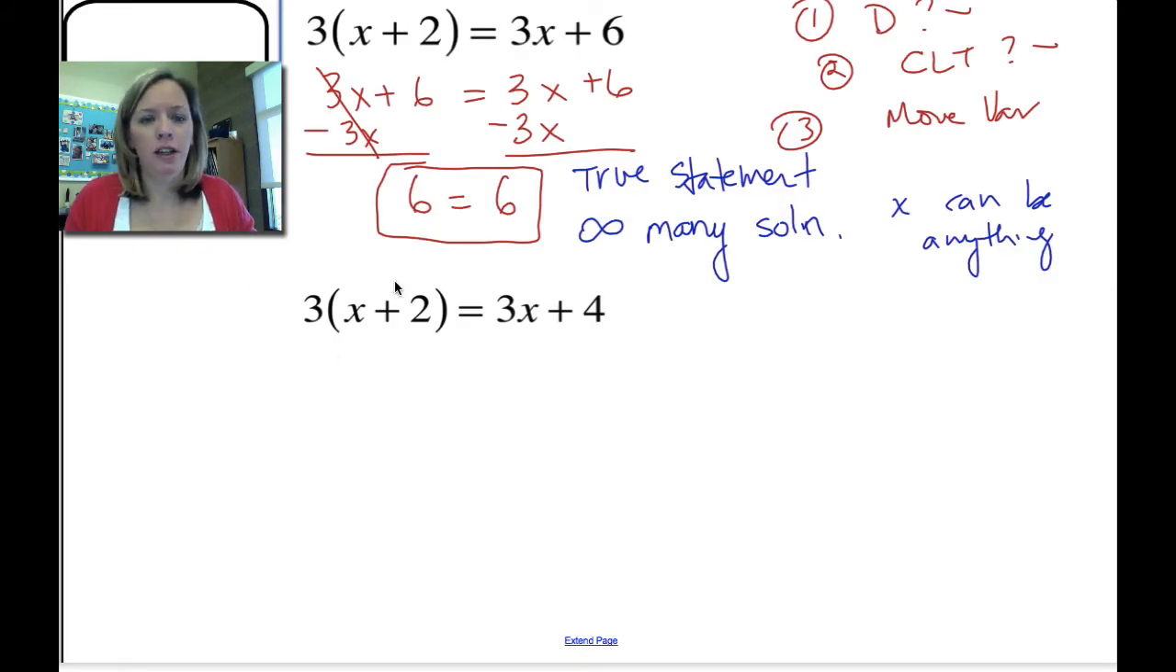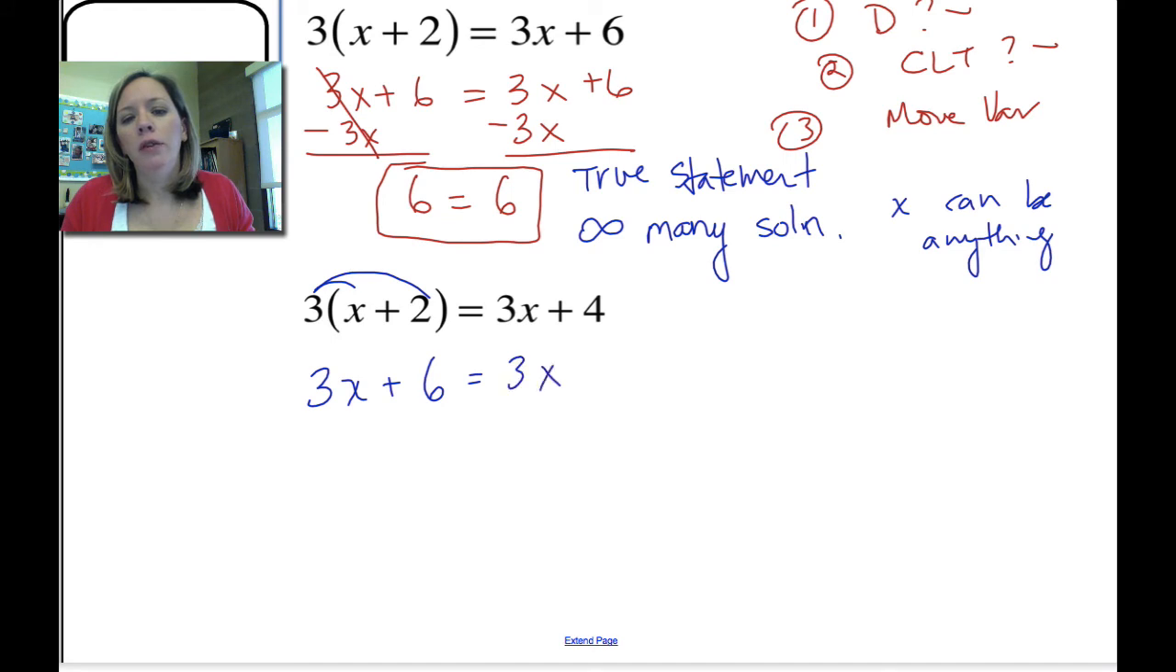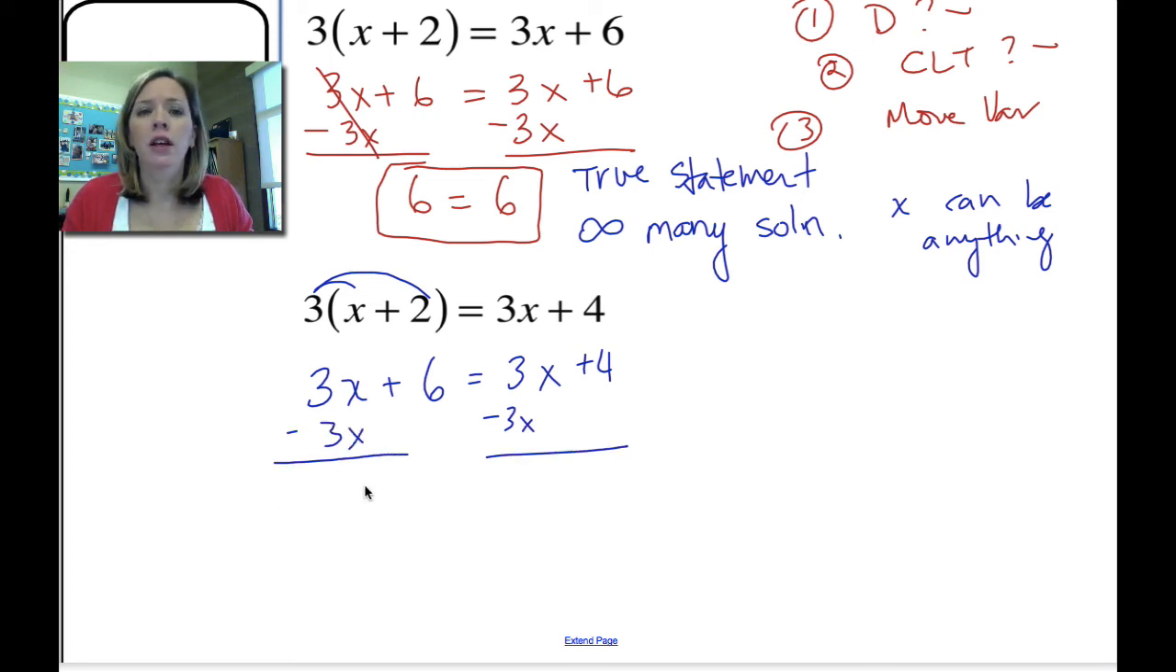Here's the same example on the left. We would start by distributing. So multiply that 3 through. So we have 3 times x, 3 times 2 is 6. And then on the right we have 3x plus 4. So now when I move my variable term, I start the same way we did before, subtract 3x from both sides. 3x minus 3x is 0, so that leaves 6 on the left. 3x minus 3x is 0, and that leaves 4 on the right.